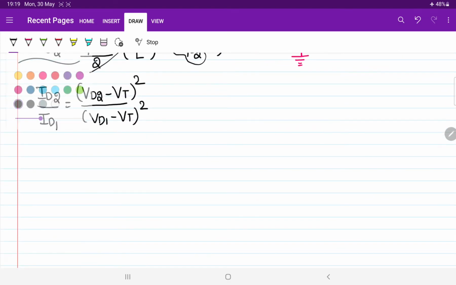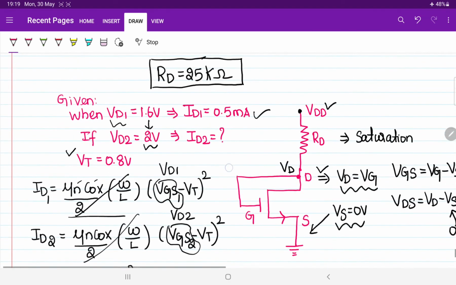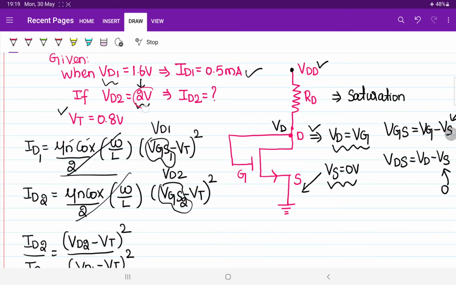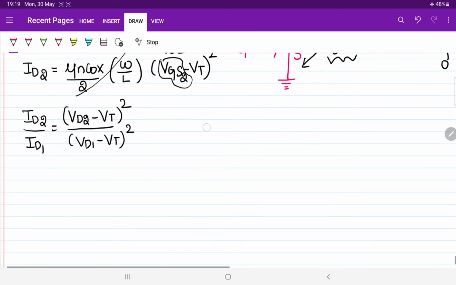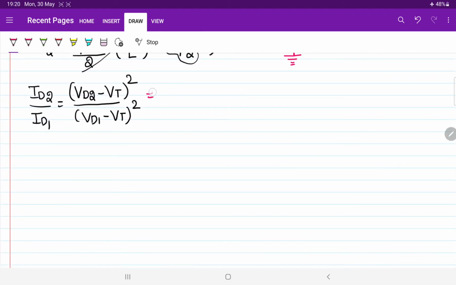Fine, sir. So let us substitute the values. They clearly told us in the question: VD2 is 2, VD1 is 1.6, ID1 is 0.5 milliampere. Vt is also given as 0.8. So if I substitute all the values, I can write the drain current in the second case equal to the drain current in the first case times, in brackets, VD2 minus Vt upon VD1 minus Vt, whole square. We can write this combined because both are squared, so I can group them together.